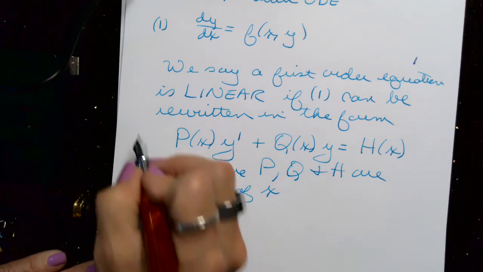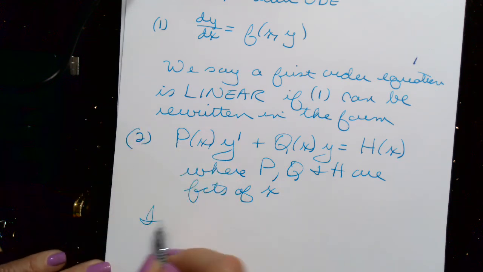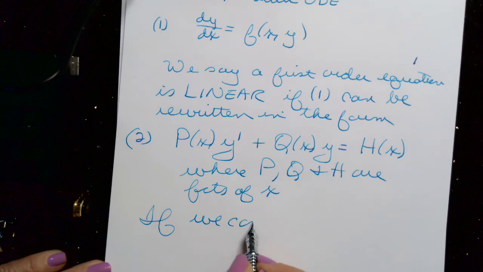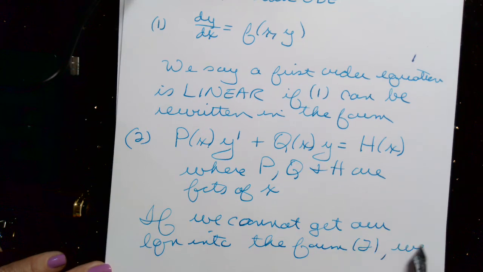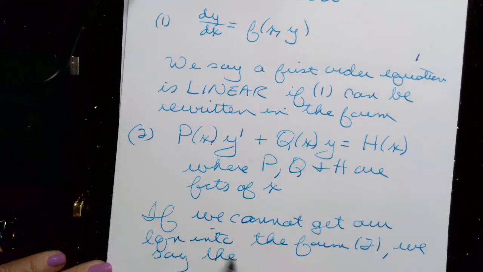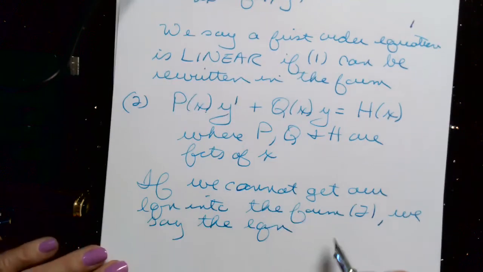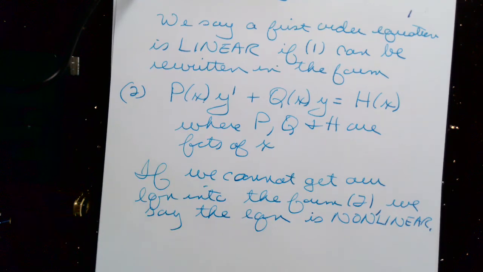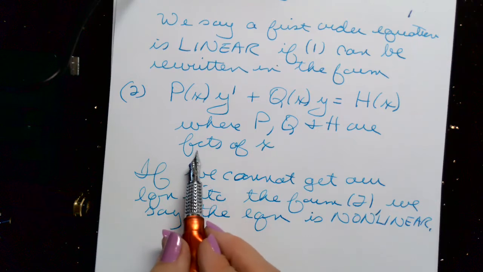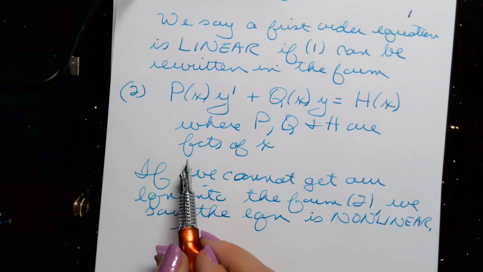So any other form, let me call this one 2. If we cannot get our equation into the form 2, we say the equation is nonlinear. I use EQN for equation. Okay, so that's one of my abbreviations that you'll get used to by the end of the semester. And sorry, FCT is function for me, for shorthand.